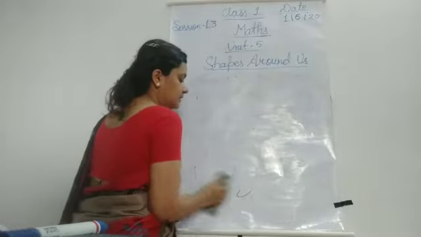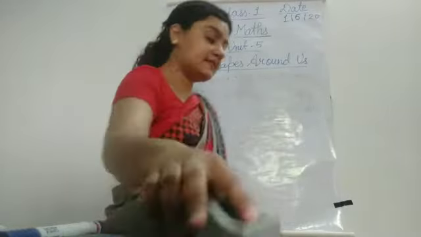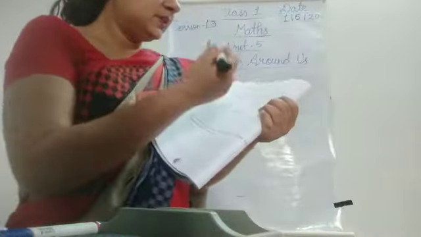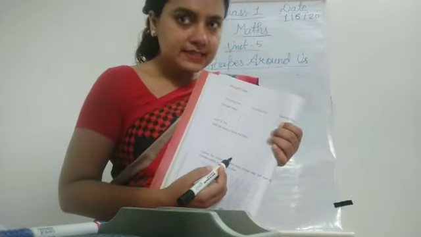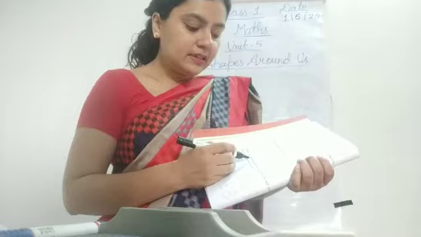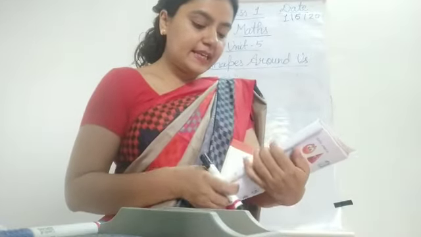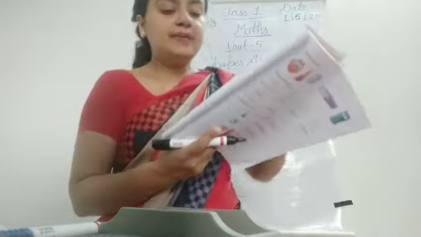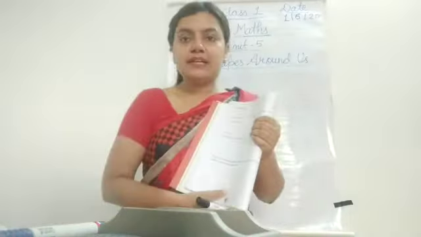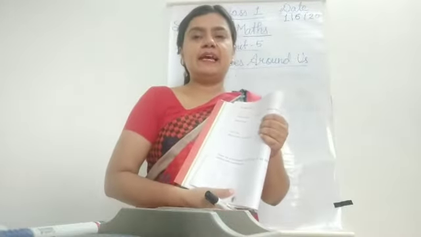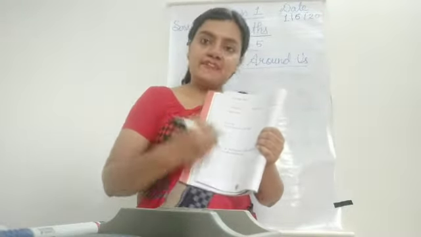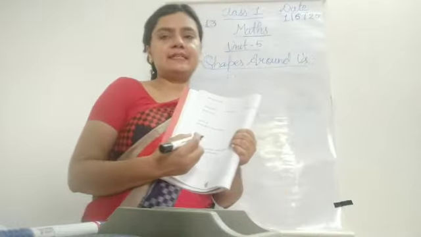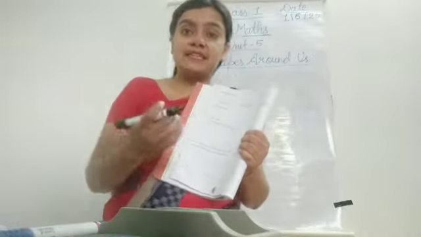Let's take the exercises. Here you can see: join the dots to form the lines. This you have to do. And color the letters and numbers with straight lines red and letters and numbers with curved lines blue. Alphabets, numbers and many things are made with these types of lines only.